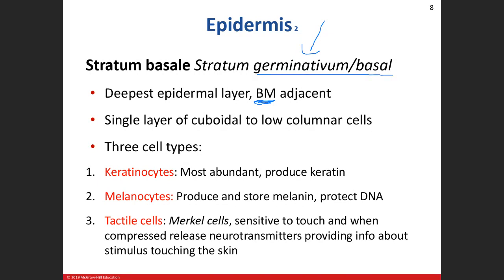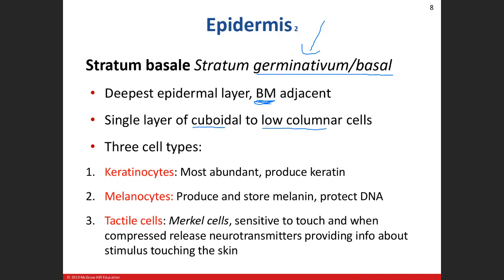It's one single layer, and it's been described as cuboidal, low columnar. I've even heard it described as polygonal. But the point is that this epithelium is not squamous. Remember, when we name stratified epithelium, we always name it for what layer? The top, the apical layer. This is the bottom layer. We don't name it after the bottom layer. So even though it looks cuboidal or low columnar or polygonal, you have to look at the top layer. Keep that always in mind.